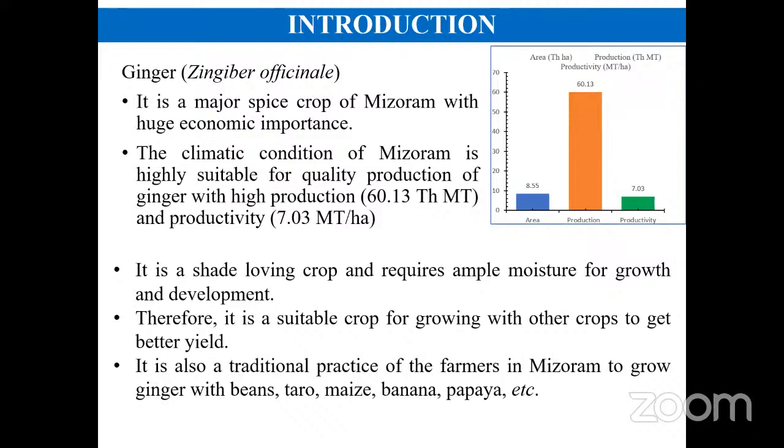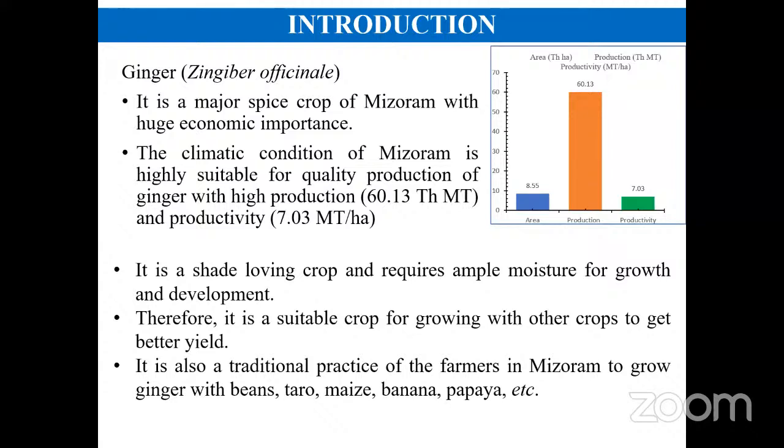As we know, ginger is a major spice crop of Mizoram with huge economic importance, and the climate condition of Mizoram is highly suitable for quality production of ginger. The production productivity is 60 metric tons and 7.03 metric tons per hectare. Ginger is a shade-loving crop and requires ample moisture for growth and development. It is a suitable crop for growing with other crops for better yield.